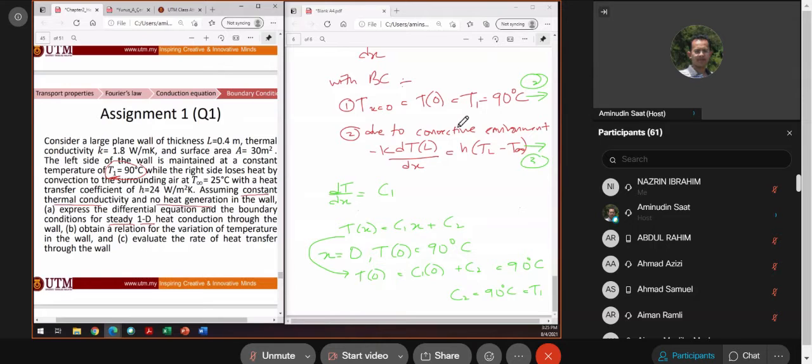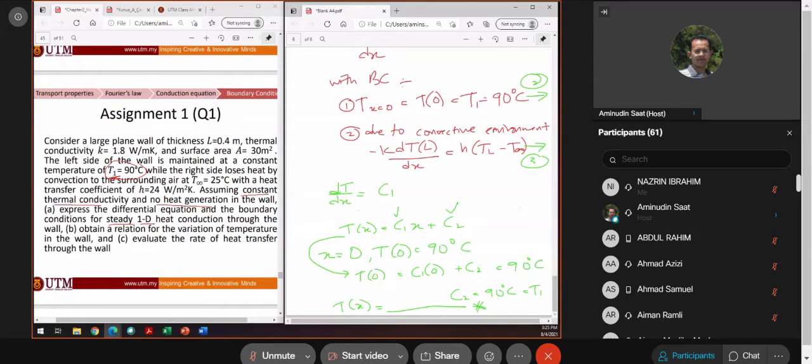Once you know C1 and C2, you can find the expression of the temperature as a function of x. So that is your aim. I hope you can try this.